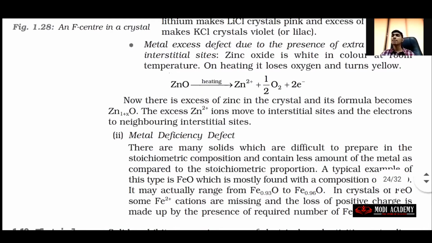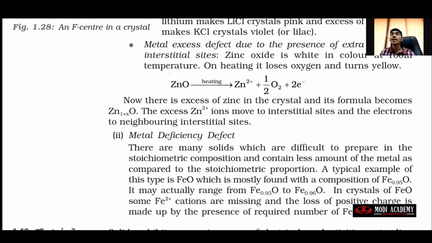Fine. The last type is metal excess defect due to the presence of extra cations in interstitial sites. So zinc oxide, everyone has seen a zinc oxide stone or powder. Zinc oxide is white in color at room temperature, but on heating it loses oxygen. Means zinc oxide को मैं heat कर रहा हूँ, ऑक्सीजन free state में चला जाएगा, and only zinc will remain. So the reaction will be ZnO on heating gives Zn2+ plus half O2, means half mole O2 मिलेगा, and 2 electrons liberate हो जाएंगे.